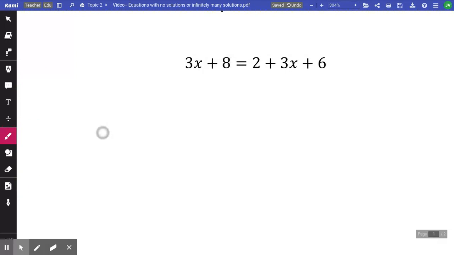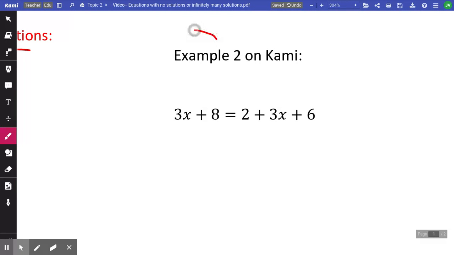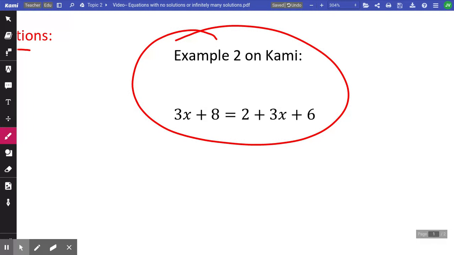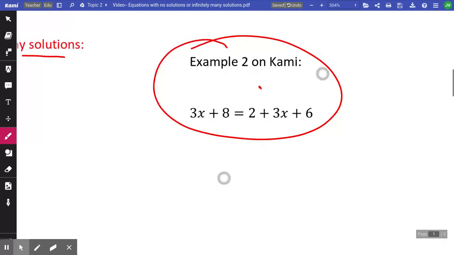Now pause the video for a moment and go to this example 2 on Kami. Solve this example. You can come back to the video if you're stuck with it, and then answer the PlayPosit question that has to do with example 2.